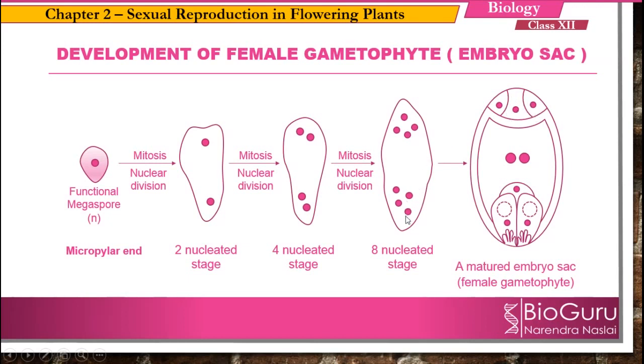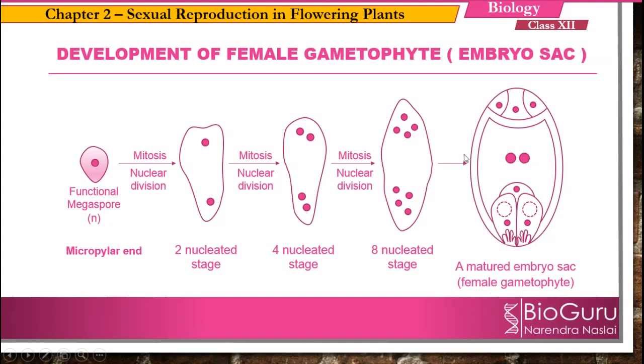And here also, towards the other pole, 3 nuclei are going to remain in this region, where around them the cell wall is going to form. So they will get transformed into cells. So out of 8, 2 nuclei will migrate towards the center, and they are going to remain as they are. Clear? So this is the structure of a mature embryo sac, which is also called the female gametophyte.